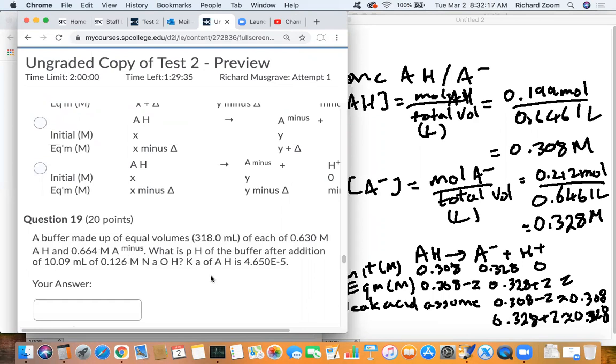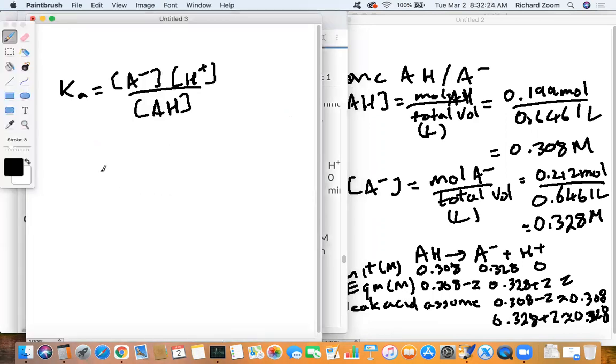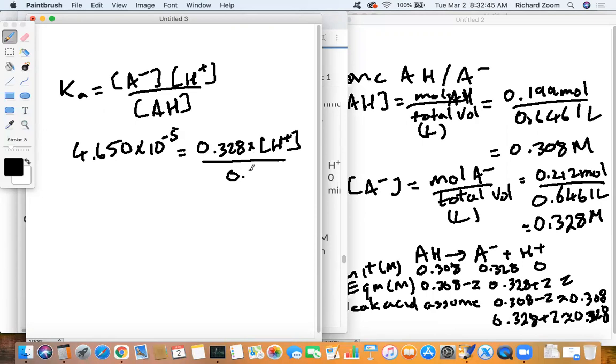Let's see, what is it? 4.650 times 10 to the negative 5. The A minus is 0.328 times the H plus over 0.308. Then we can solve for the concentration of H plus from that.